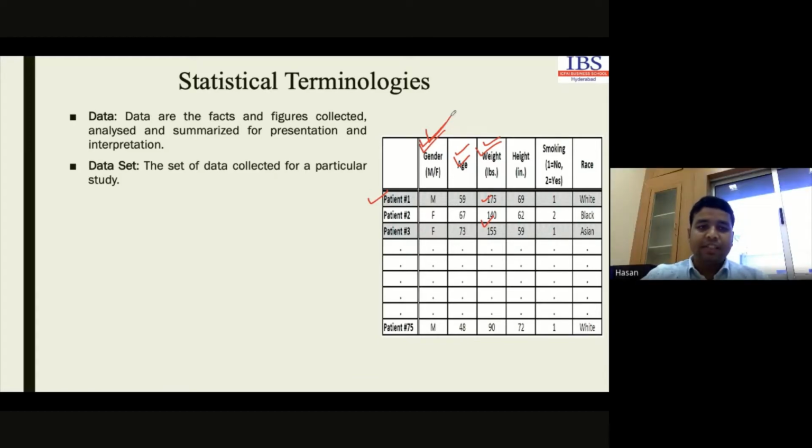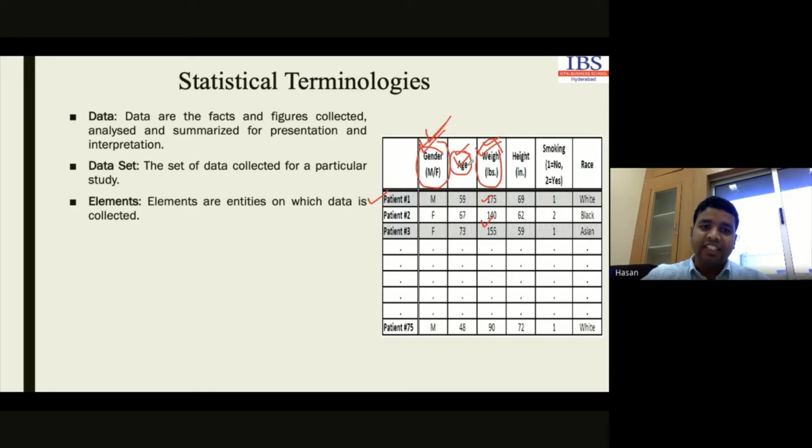Our next terminology is elements. What is an element here? Elements are the heads under which we are going to gather data. Here, gender is an element, age is another element, weight is another element. We are going to collect data for the patients regarding their gender, so gender is an element.